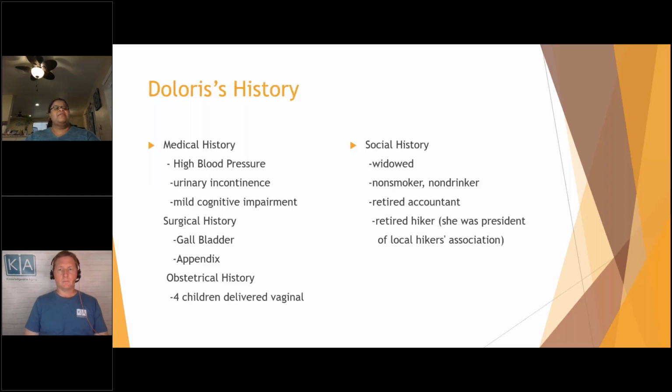Medical history is Dolores has high blood pressure or hypertension, some urinary incontinence, and mild cognitive impairment. She's had her gallbladder and her appendix removed. She's had 4 children delivered vaginally. She is a widow, a non-smoker, non-drinker, and she's a retired accountant.